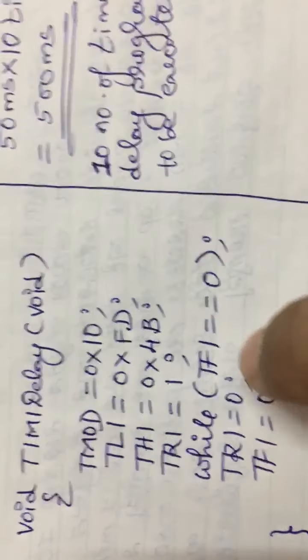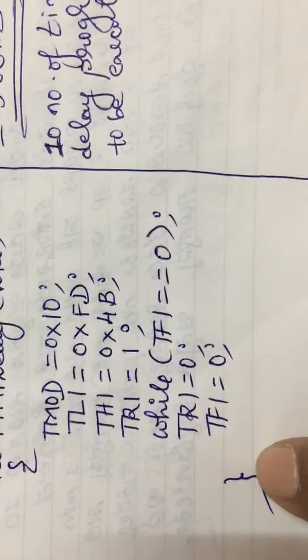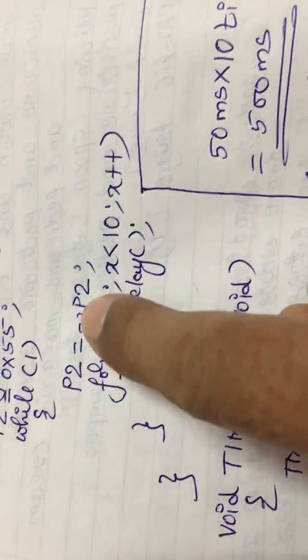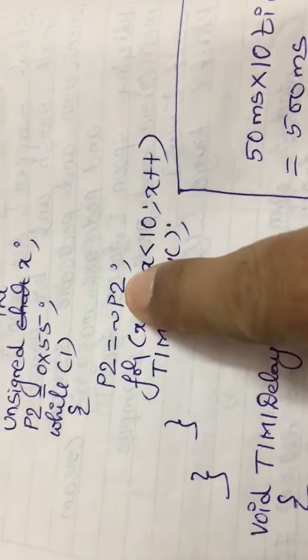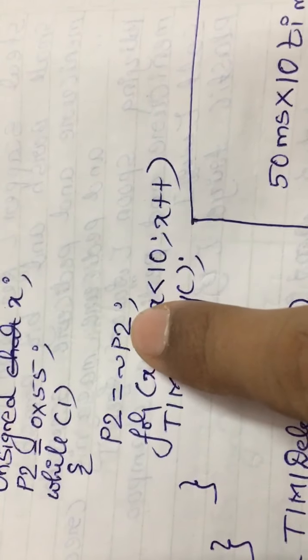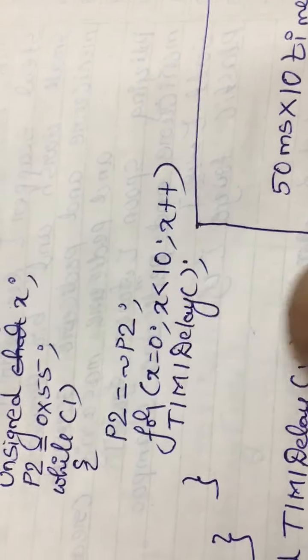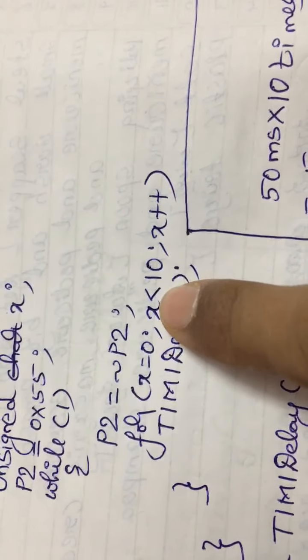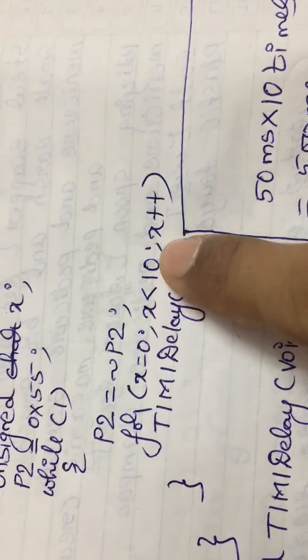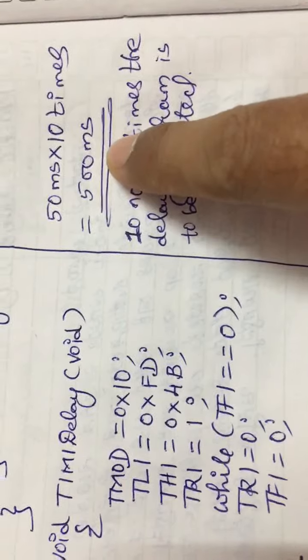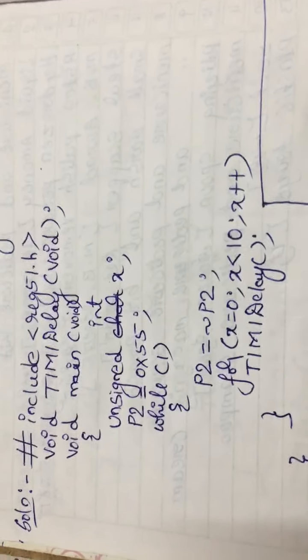So this is a one-time execution. After the execution of this brace, it will come to the next statement. Next, P2 is equal to again the negation of P2. The value of P2 before was AA; now if I negate again, it will take 55. Then the x value becomes 9 again. So this will be repeated 10 times. The meaning is that 50 milliseconds repeated 10 times gives 500 milliseconds of delay, right? So by this the program is complete.